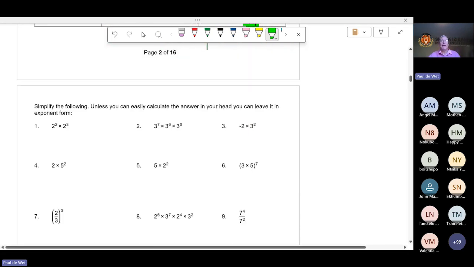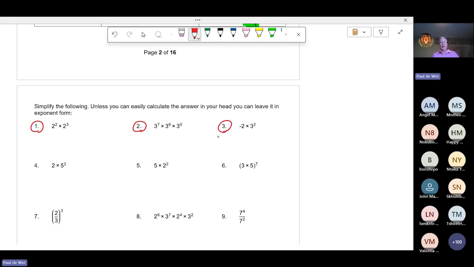Now I don't want to spend too long on this, but I want you to all try just the first 3 questions, 1, 2, and 3 on page 3. Then we'll go over them in a minute or two. You don't need to give your answers. You can just leave your answers in exponent form.